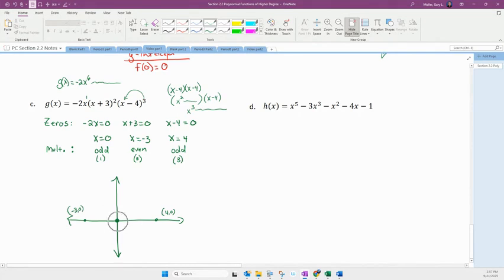Odd at this one. Even at this one. Odd at this one. X to the 6, I'm going down because it's negative. So I'm coming up. At 0, it's odd. I'm passing through. At negative 3, it's even. So when I get here, I'm going to treat it like a parabola. I'm going to turn back. We said it was going down on both sides, and it matches. And this is our graph.